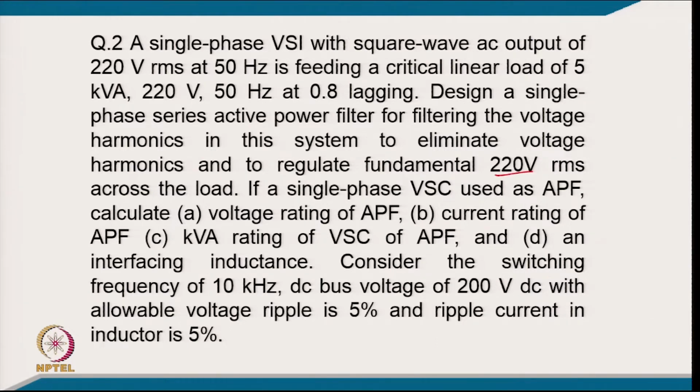If a single phase voltage source converter is used as an active power filter, calculate the voltage rating of the active power filter, current rating of the active power filter, kVA rating of the voltage source converter of the active filter and design an interfacing inductance. Consider the switching frequency of 10 kilohertz, DC bus voltage of 200 volt DC and the allowable voltage ripple of 5% and ripple current of the inductor of 5%.